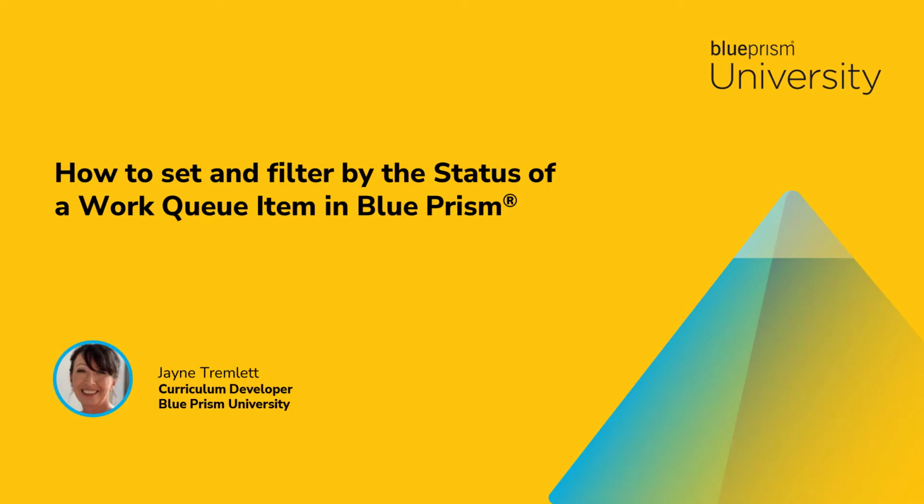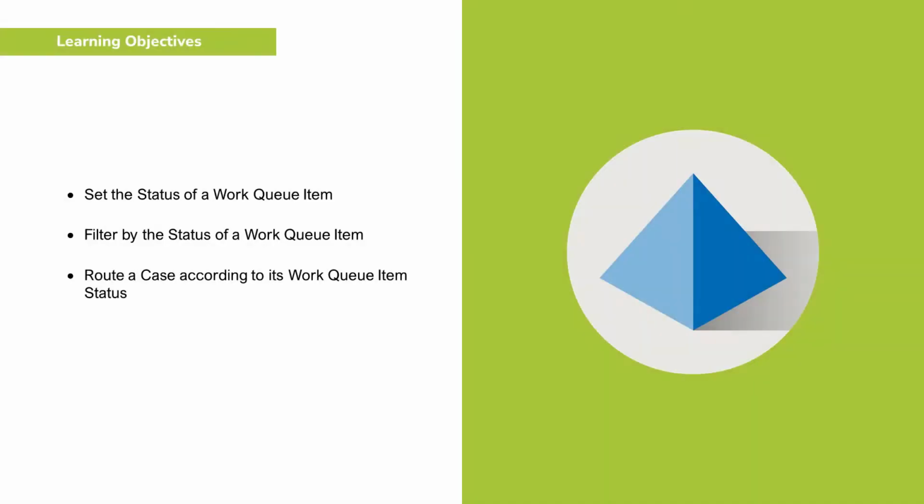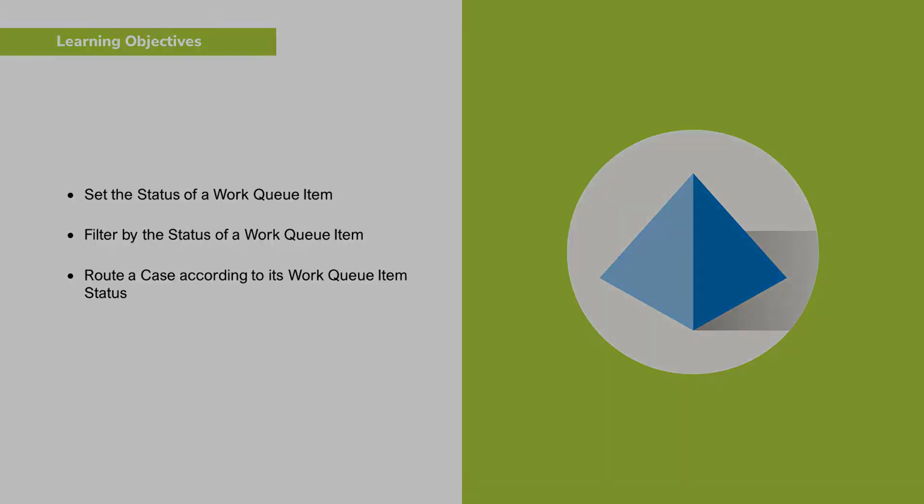During this video, you'll learn how to set and filter by the status of a work queue item. You'll see how to set the status of a work queue item, filter by the status of a work queue item, and route a case according to its work queue item status.